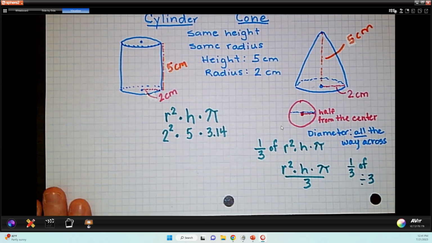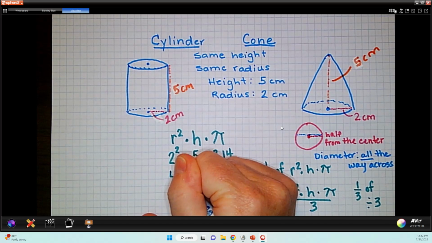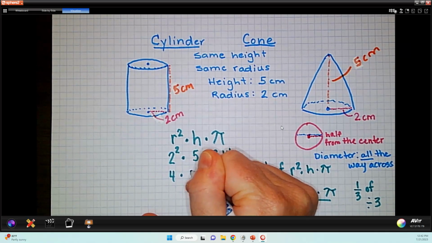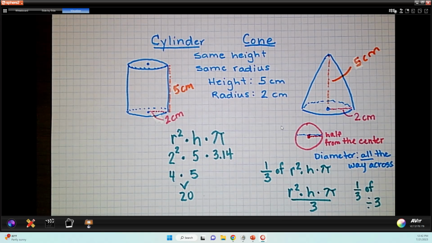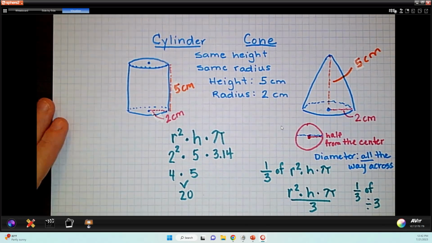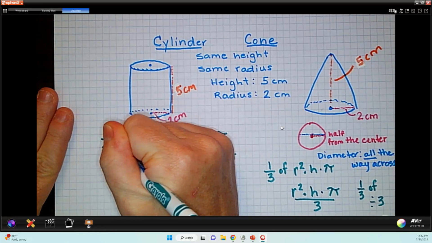Okay? All right, so now all we have to do is plug in what we know. So we've already calculated the cylinder. We have 2 squared, which is 4, times 5, and that gives us 20. Now, that is before we multiply by pi. So sometimes students can express their answer in what we call in terms of pi.